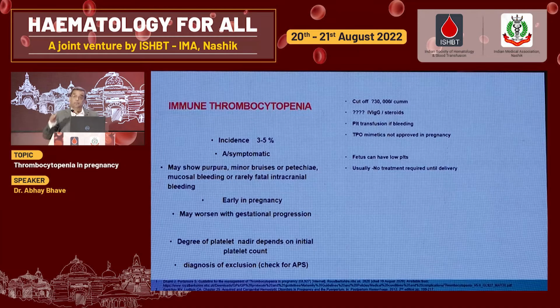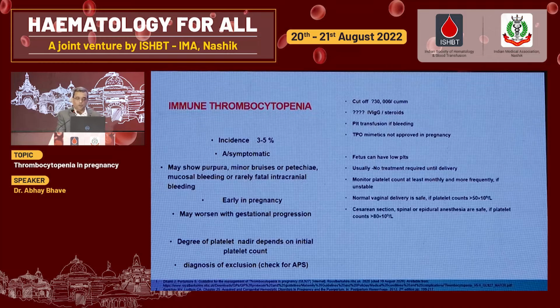Everyone can't afford it. Steroids alone takes a little longer time and it has a lot of problems for the mother: sugar going up, blood pressure going up, hypertensive disorders of pregnancy. And the fetus will be large, so cesarean section is going to be happening. And the fetus can develop diabetes in the future. A lot of counseling has to be done for the patient before starting on steroids. In this immune setup, the fetus can also have low platelets.